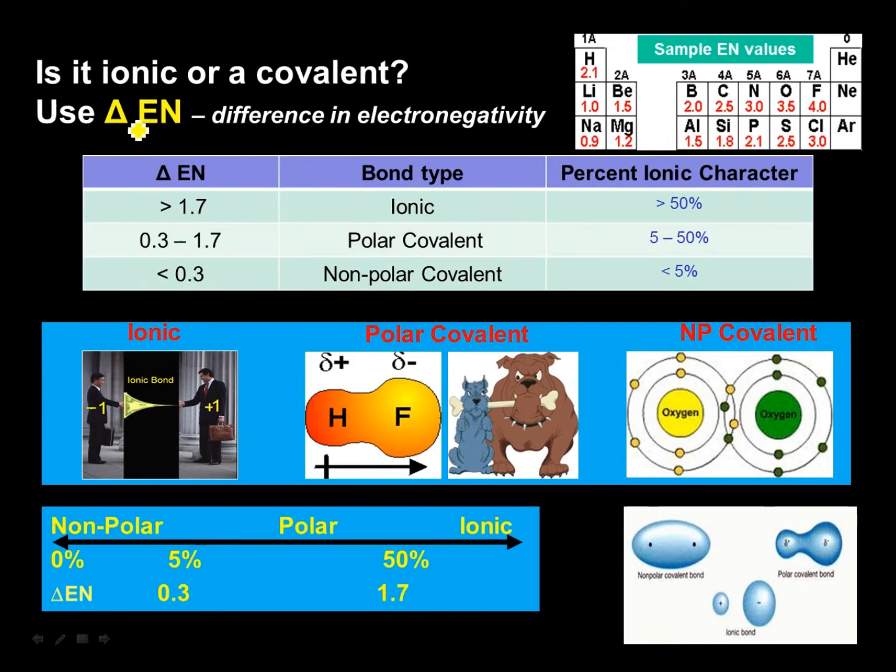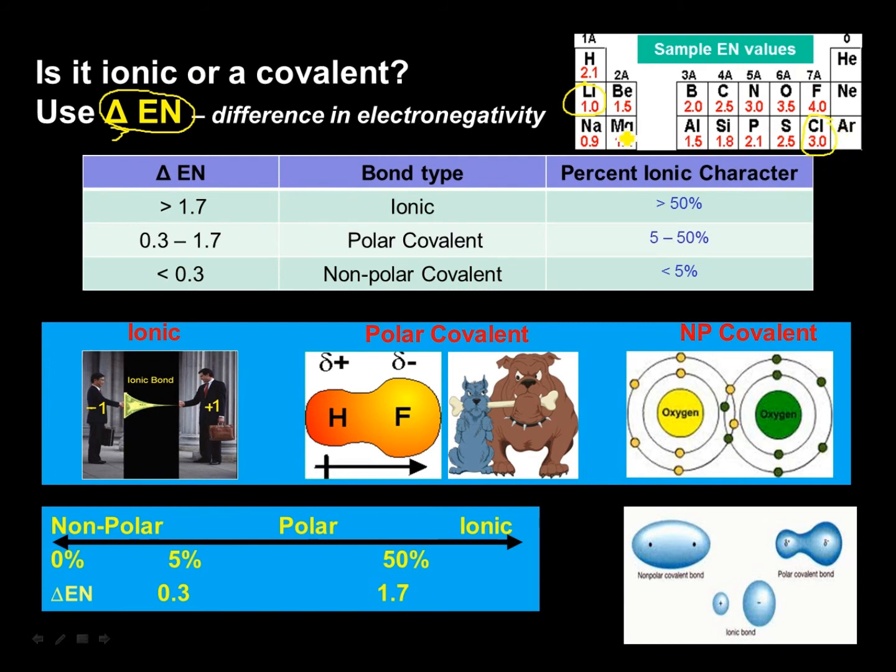Do you have an ionic or a covalent compound on your hands? Well, we can use this concept of delta EN, and this is the delta symbol. It's a Greek letter, which means difference, in this case difference in electronegativity. So if you take two atoms and you just subtract, that's the difference, you can figure out their delta EN, their difference in electronegativity.